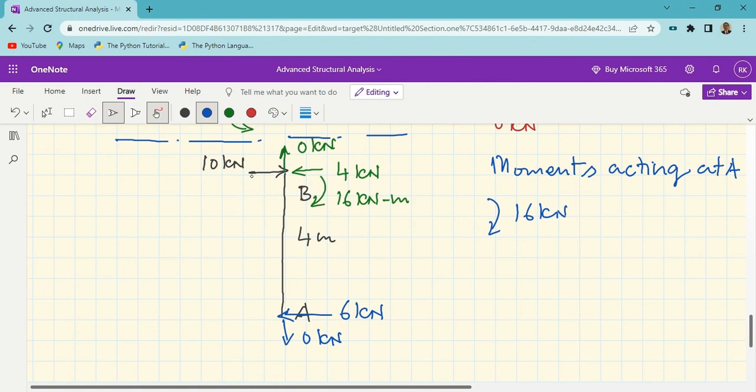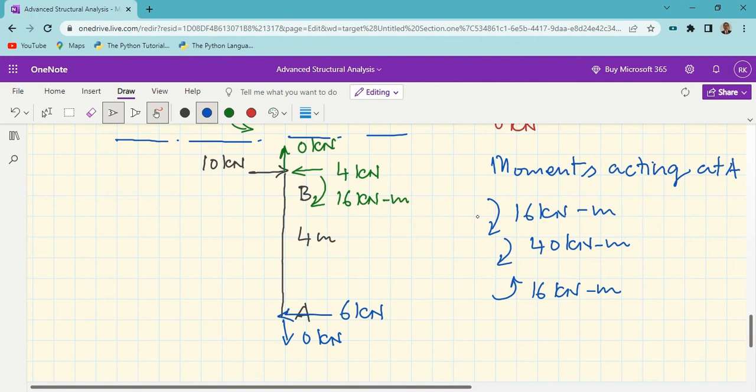This 10 kilonewton will create a moment of 10 into 4, that is 40 kilonewton meter. This 16 kilonewton meter is the moment clockwise. Similarly, 40 kilonewton meter is a moment created by this 10 kilonewton force. Remember, this 16 kilonewton meter is a moment itself. It need not be multiplied with distance. It is acting the same throughout A and B. So this is the moment due to this 10 kilonewton. There is one more force: this 4 kilonewton will create a moment of 4 into 4, but in anti-clockwise direction, so 16 kilonewton meter is the total.